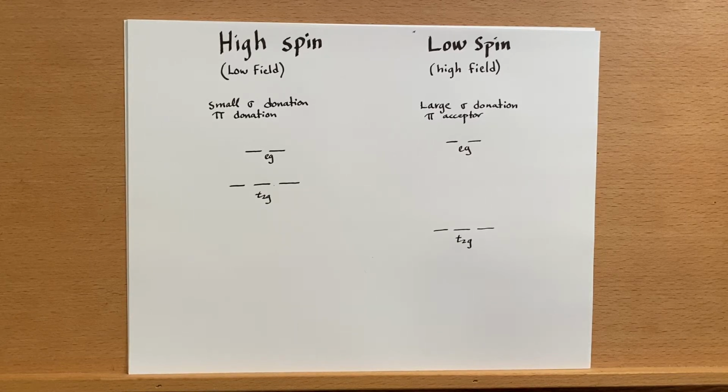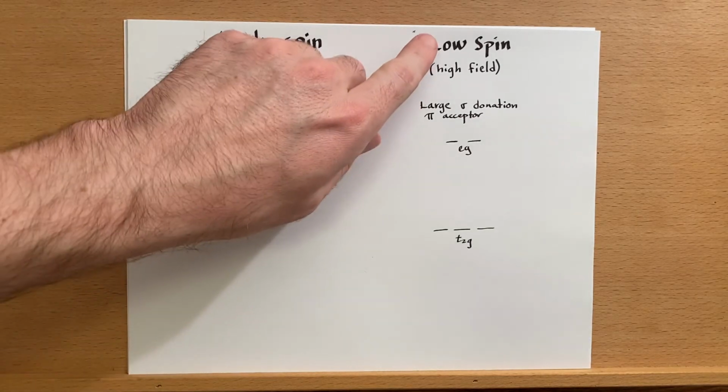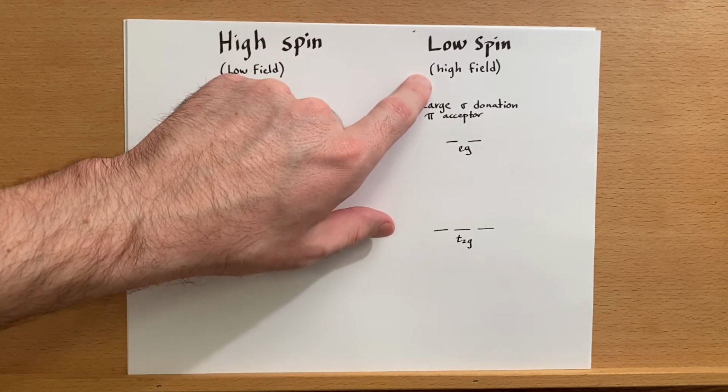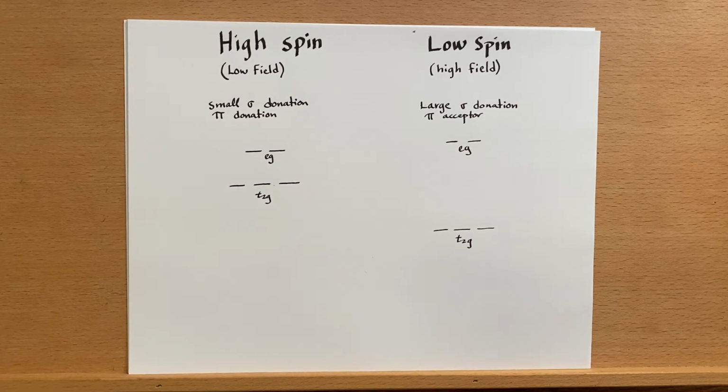Let's examine ligand field splitting further. Now, there's really two cases that we can break this down into. There's high spin and low spin. Sometimes high spin is also called low field, and sometimes low spin is called high field. Now, the spin is when we have a number of unpaired electrons, and that will lead to a higher magnetic interaction, and so that's why we call it high spin.